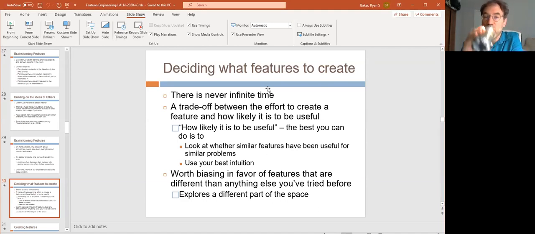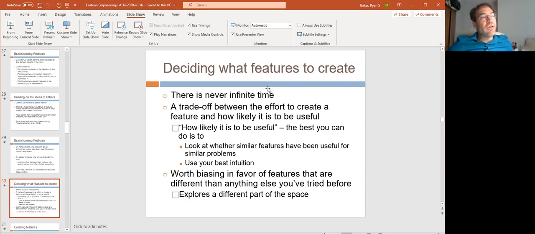While you're doing that, it's also worth biasing in favor of features that are different than anything else you've ever tried before. So what do I mean by that? I mean, if you've got a feature in your model, did the student make an action in under 60 seconds? It's probably not good to make another feature. Did they make an action under 40 seconds, and under 45 seconds, and under 90 seconds, and under 93 seconds? I mean, that's easy, but that's a good way to kind of not get much bang for your time.